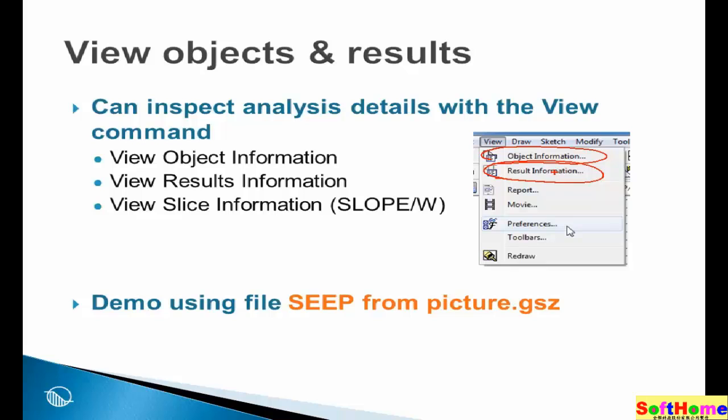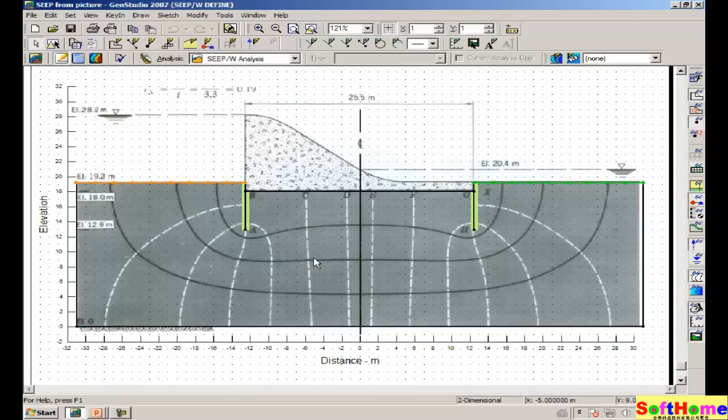We have shown how to use view object information, slice information, and results information several times elsewhere, but there are a couple of other features I want to highlight at this time. I will do that by opening the file called SEEP from Picture that we referred to earlier in this session on using GeoStudio. I have opened the file here and am looking at the analysis in the define view.